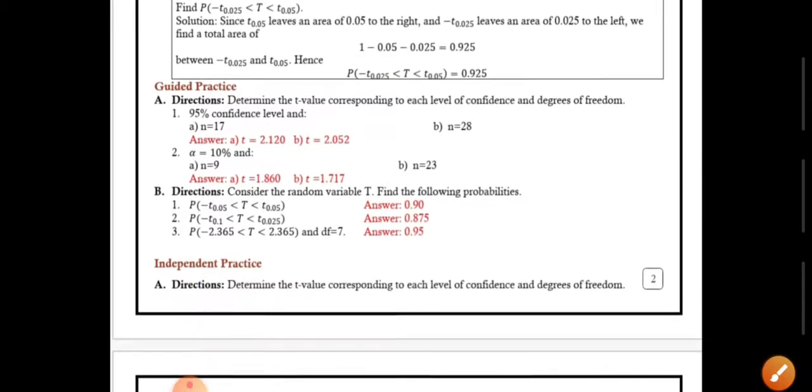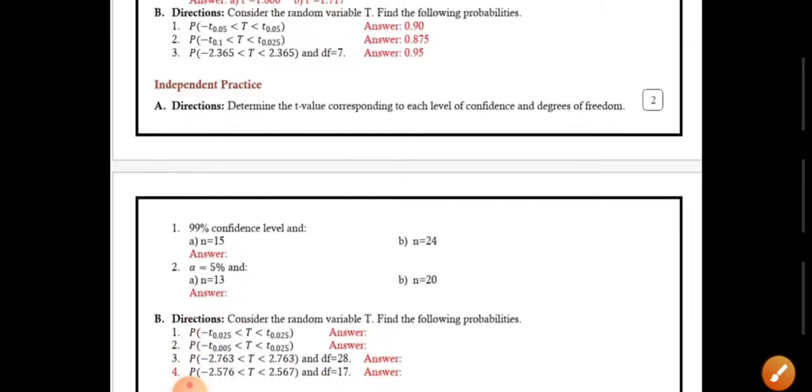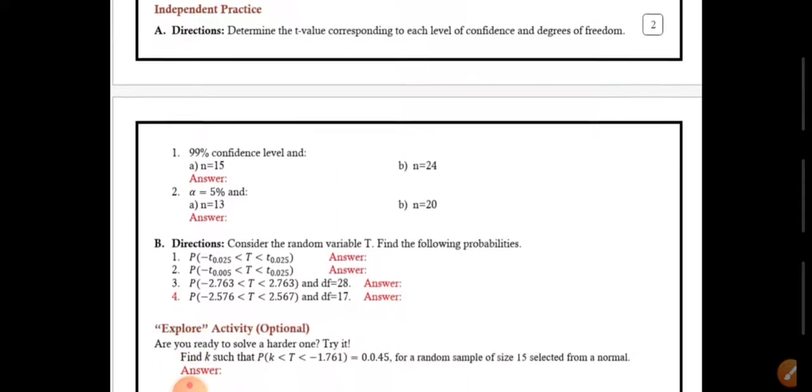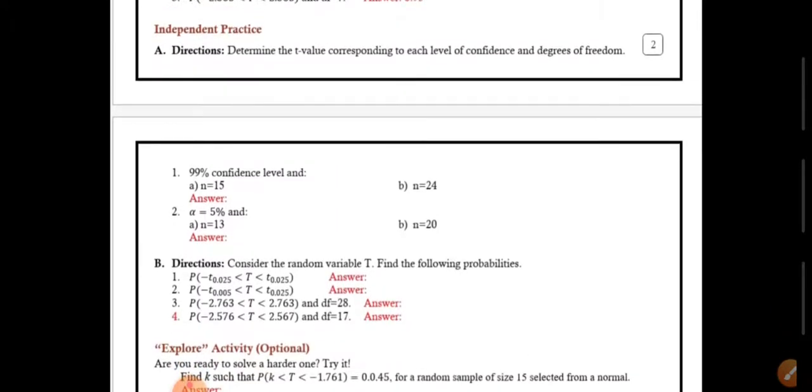So all you have to do now for independent practice is just answer if our confidence level is 99% and our n is 15. You have to make use of your t table as your reference. So that's it. No need to answer the explore activity.